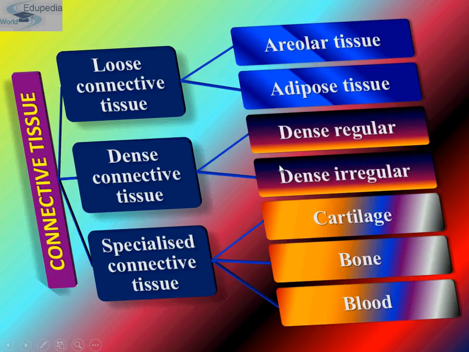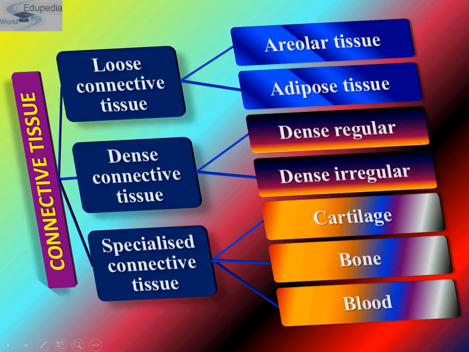Now, connective tissues are classified into three types: loose connective tissue, dense connective tissue and specialized connective tissue. Loose connective tissue is of two types, areolar tissue and adipose tissue. Second is dense connective tissue, which is also of two types, dense regular and dense irregular. Then comes specialized connective tissue, which is of three types: cartilage, bone and blood.